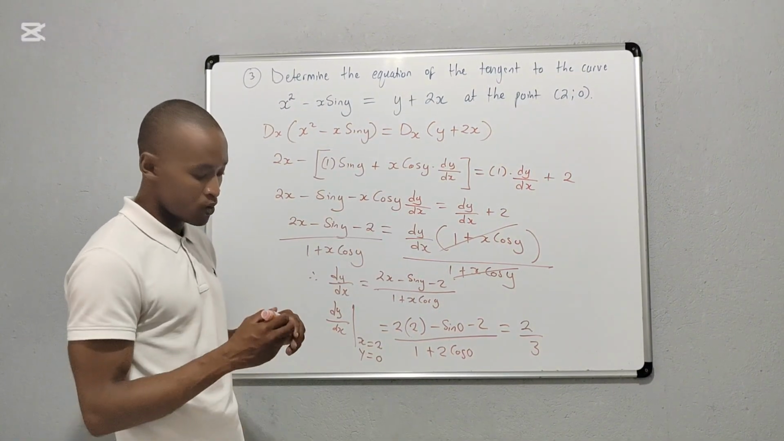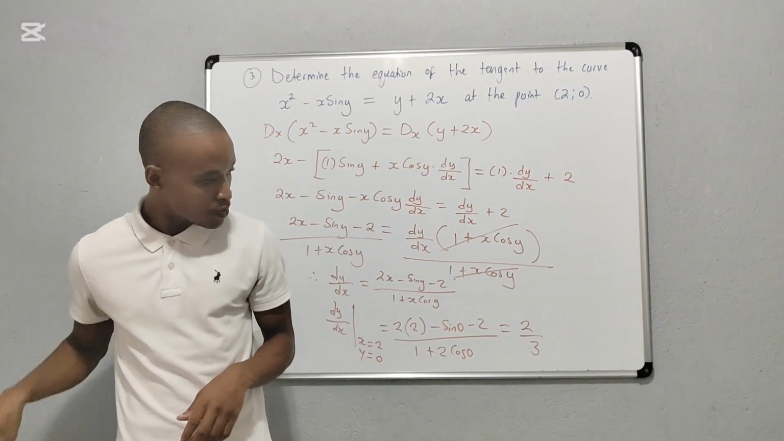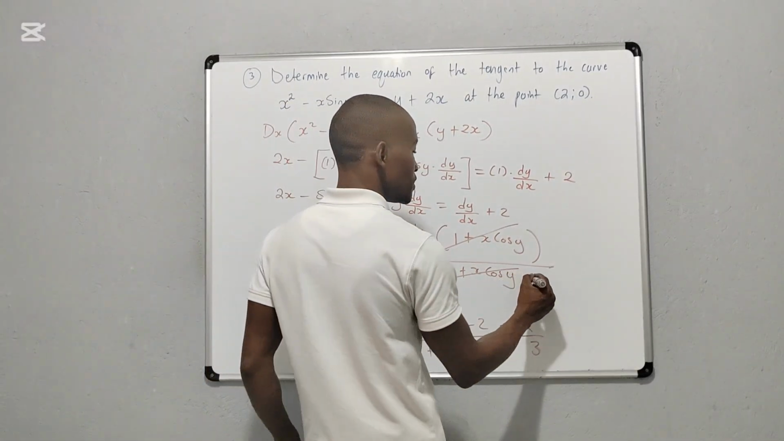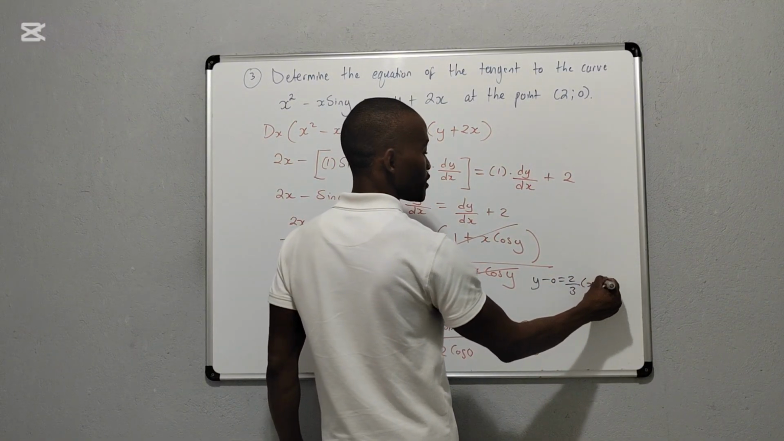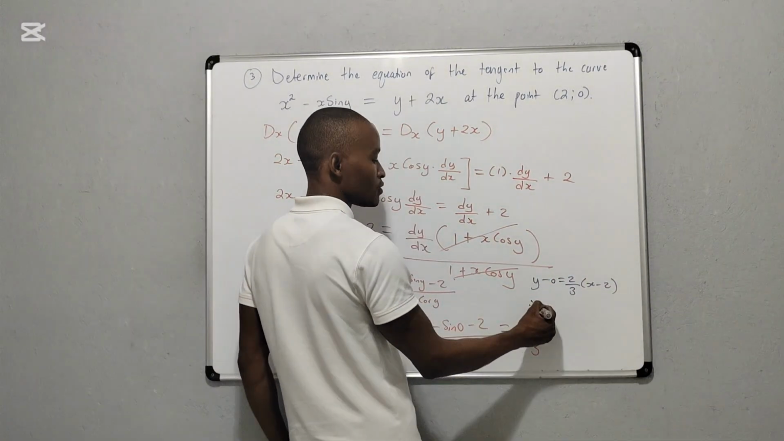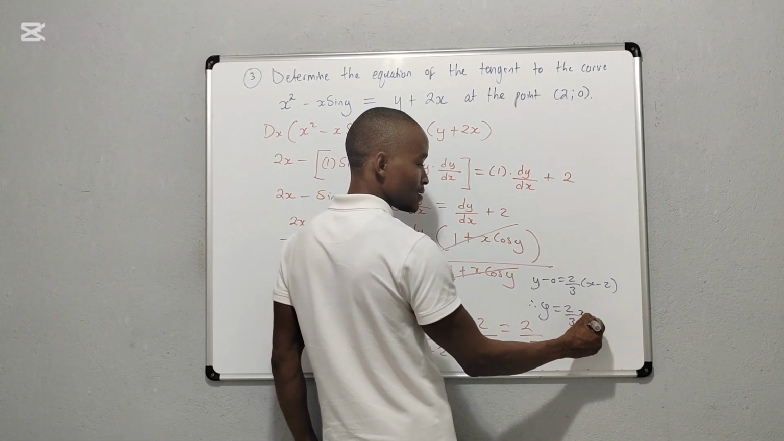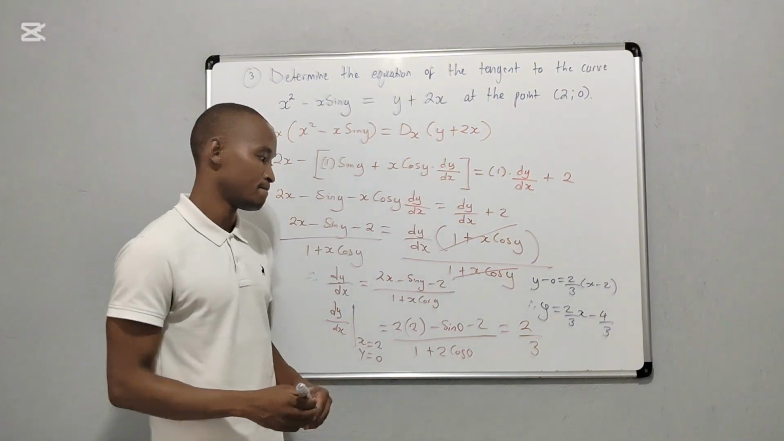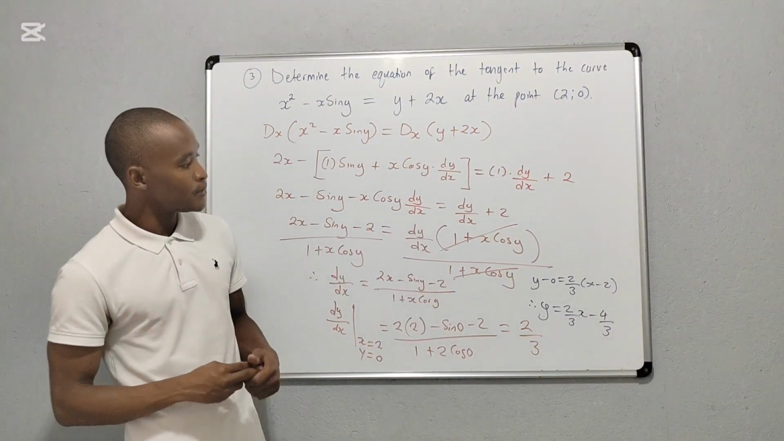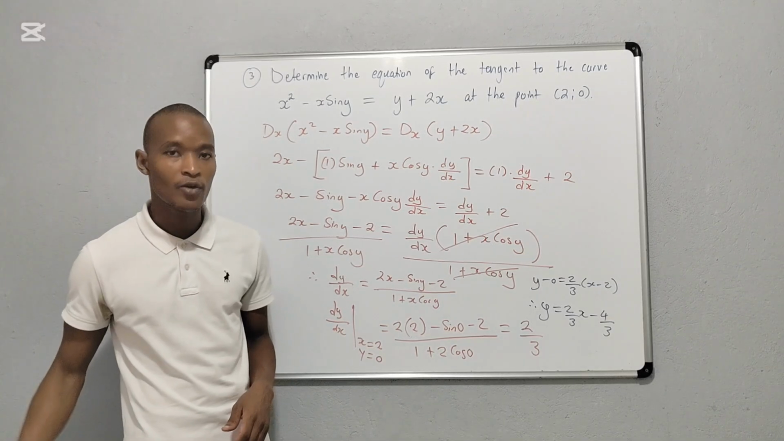What do we need now? We need the equation of the tangent. You can just close off by doing this: y minus 0 is equal to 2 over 3, x minus 2, and therefore the equation of the tangent will be 2 over 3 x minus 4 over 3. Okay, so that is the full solution for this question.